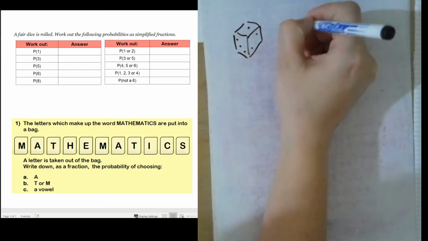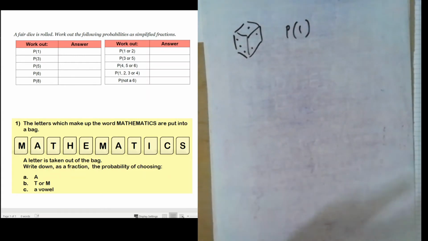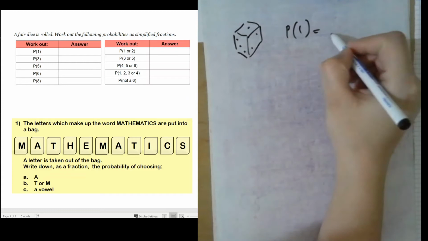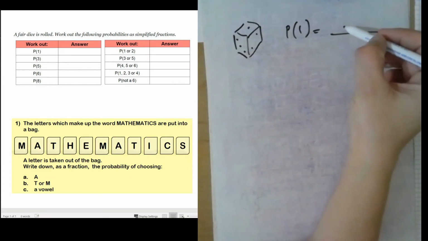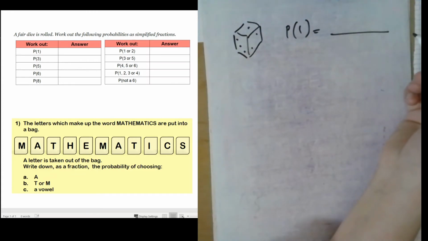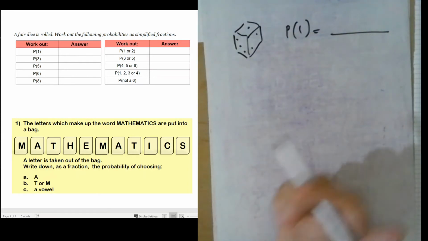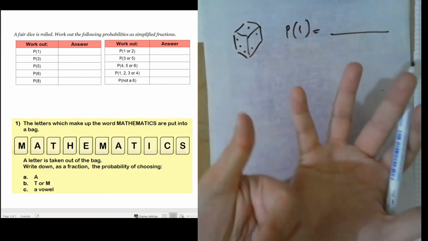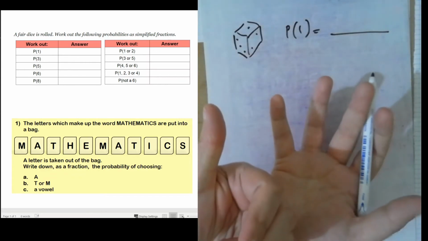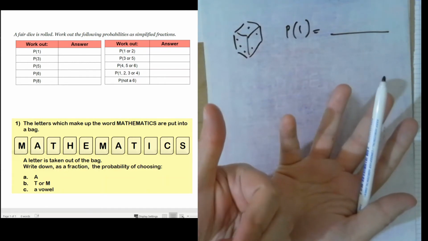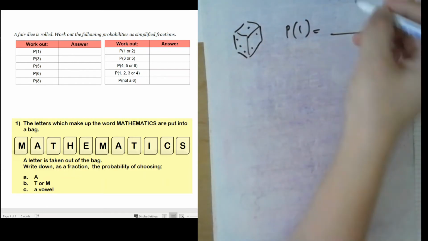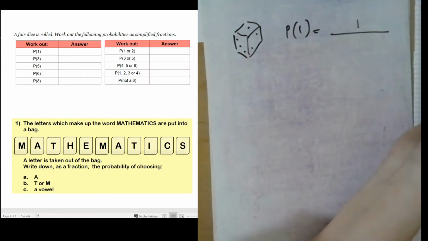So when I pop this down, I am essentially saying what's the probability of getting 1. When I am writing down probabilities, I need to make sure that I write down however many chances I have of getting 1. On a fair dice we have 6 faces, with 1, 2, 3, 4, 5, 6. So there's only one chance of me getting a 1, because every other one just wouldn't be a 1.